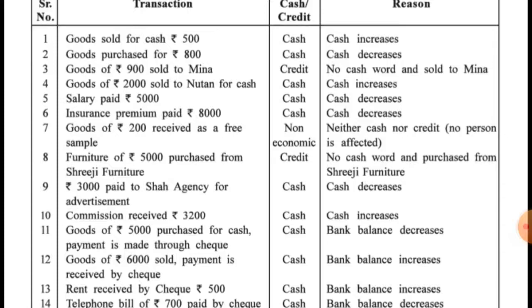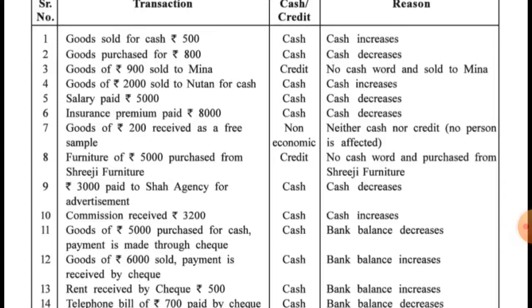Okay, next one, eighth, furniture of rupees 5000 purchased from Shriji Furniture. Over here the name of the shop from whom the furniture has been purchased is specified, so it is a credit transaction, and no cash word has been mentioned. Purchased from Shriji Furniture, the name of the shop has been mentioned, that's why it's a credit transaction.